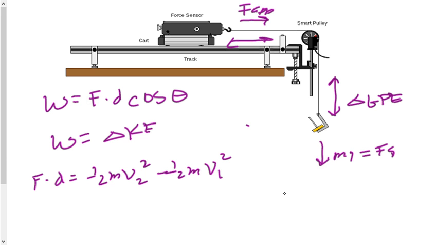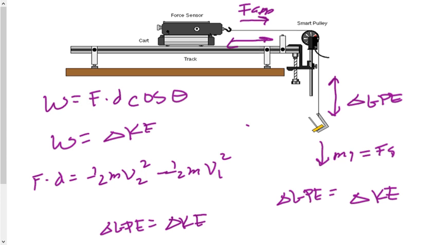So in that case, delta GPE is going to equal the change in kinetic energy for that system over there. Except when we do this, the change in gravitational potential energy of this one going downwards has to equal the kinetic energy of this object plus the kinetic energy of our other object moving. So it's going to look something like this. The change in gravitational potential energy is going to equal the change in kinetic energy of, we'll just call that the cart, plus the change in kinetic energy of, let's just call that the mass.